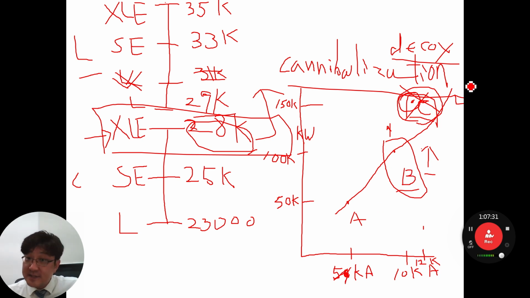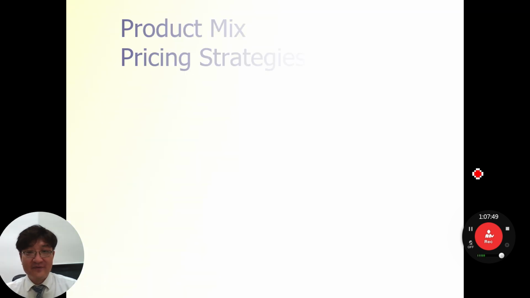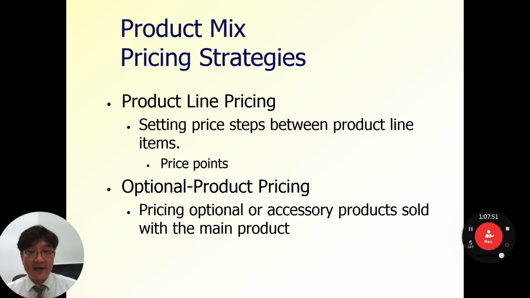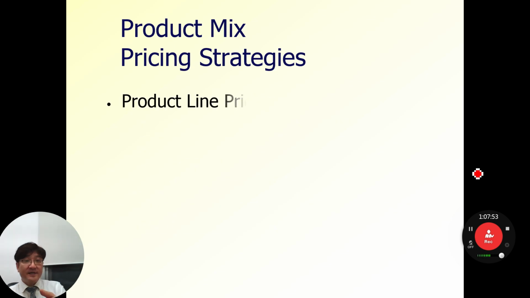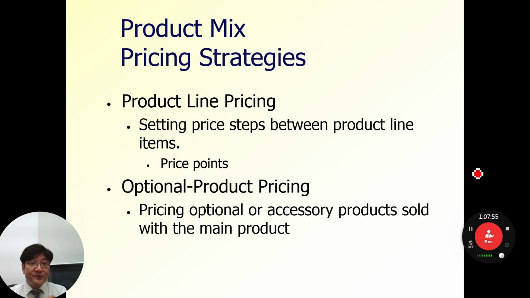Okay, this is the example of the product line pricing. Okay, we actually do lots of things about the product line pricing. Because this is an introduction class, all right, we just stop over here. All right. Okay, let me move on. Okay, all right. The second one is the optional product pricing.